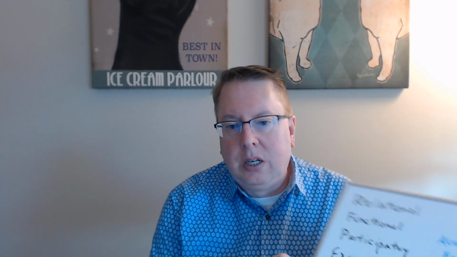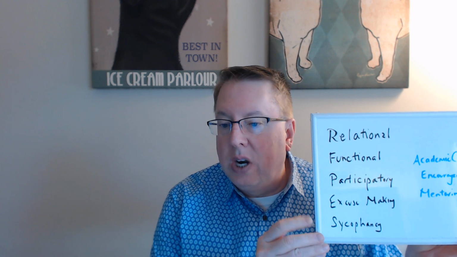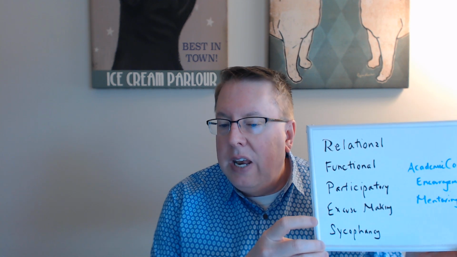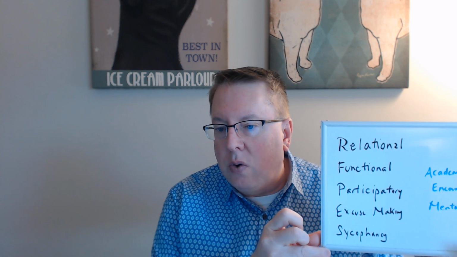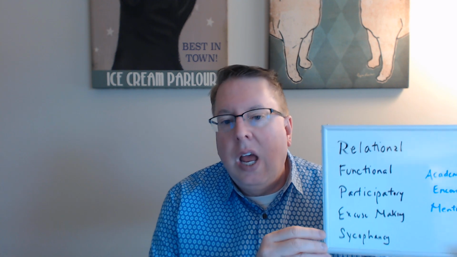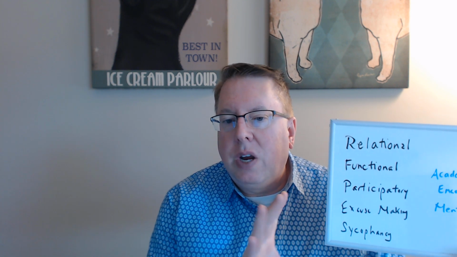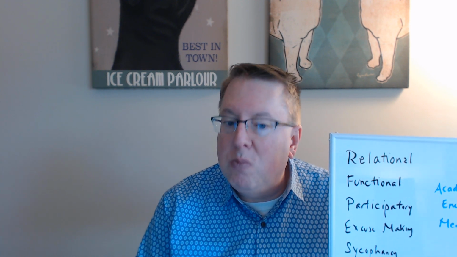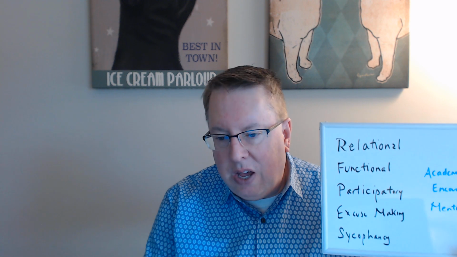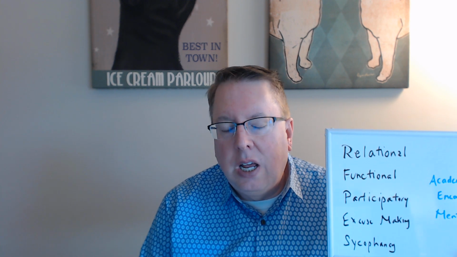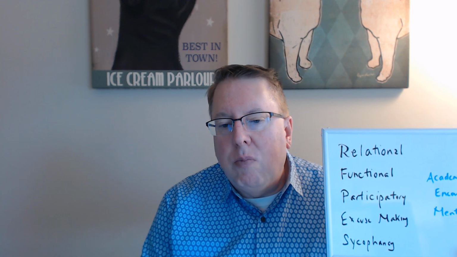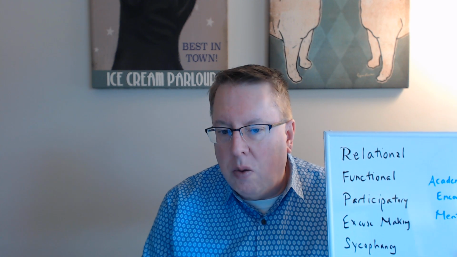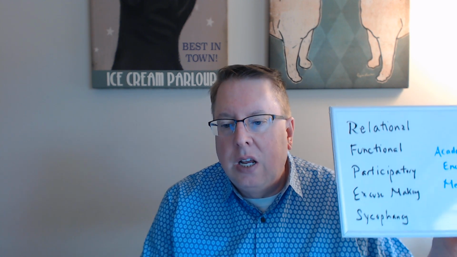The fourth motive, again, I'll hold up my dry erase board, is called the excuse-making motive. Now, I will say up front, the first 3, relational, functional, participatory, we typically regarded as being the more positive or pro-social motives, with the other 2, excuse-making and sycophancy, being more of an individual motive. And what I mean by that is, let me explain those 2 and then you'll understand what I mean.